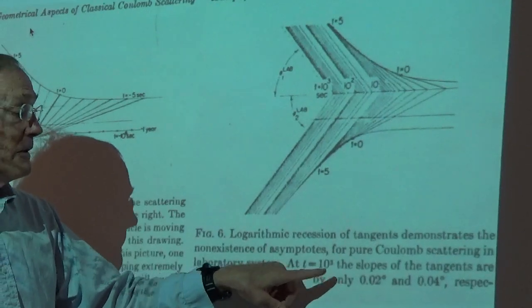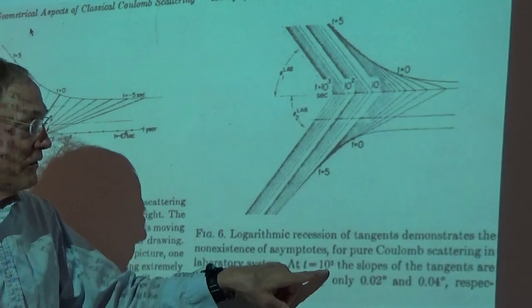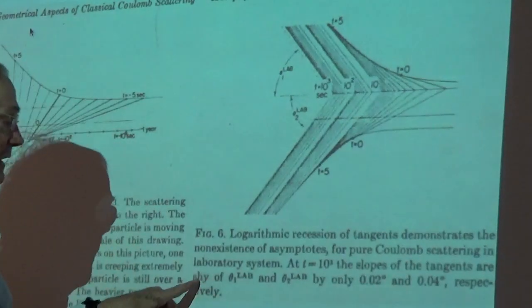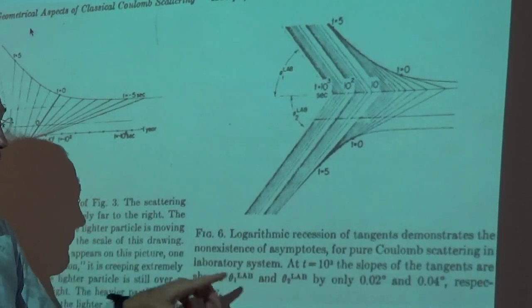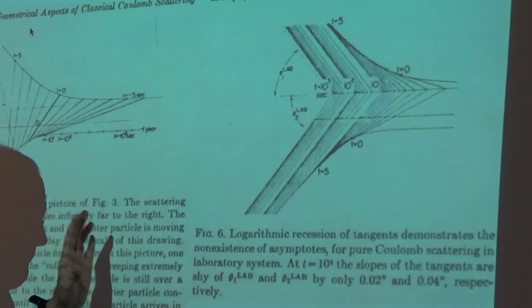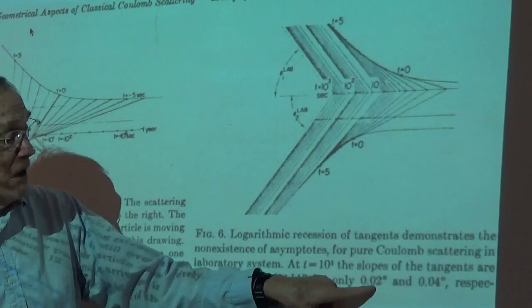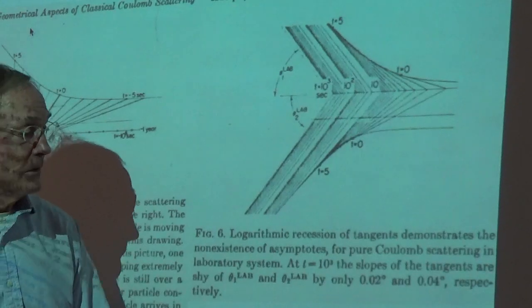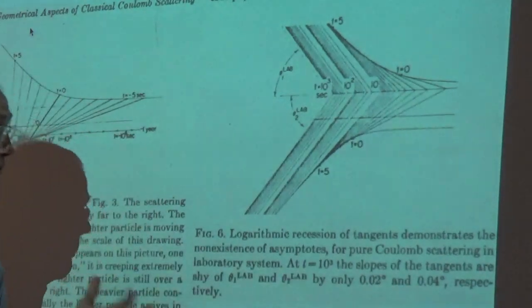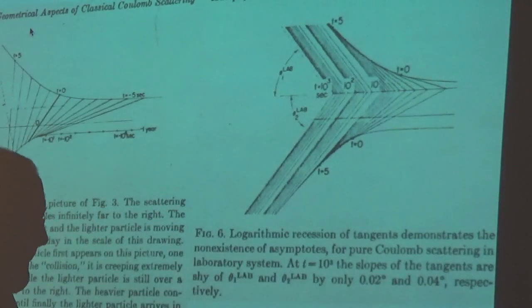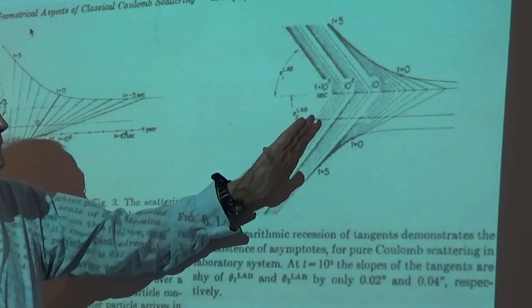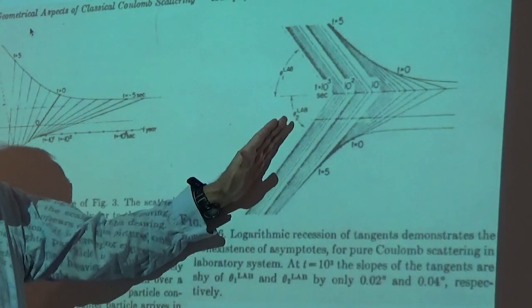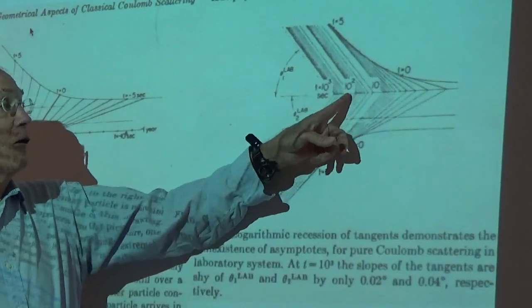It's got a logarithm. At t equals 10 to the 3, the slopes of the tangents are shy of the values that they're going to have, that we worked out with our geometry, by only 1/100 of a degree, or twice that, respectively, talking about a 2-to-1 mass ratio here. But that doesn't matter, you see. They're getting better and better at being the right angles as they creep over the years.